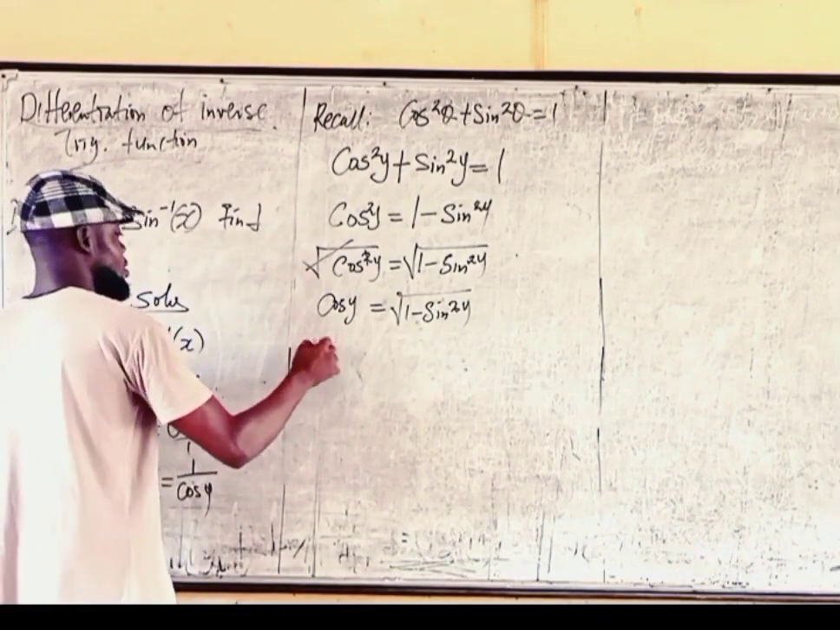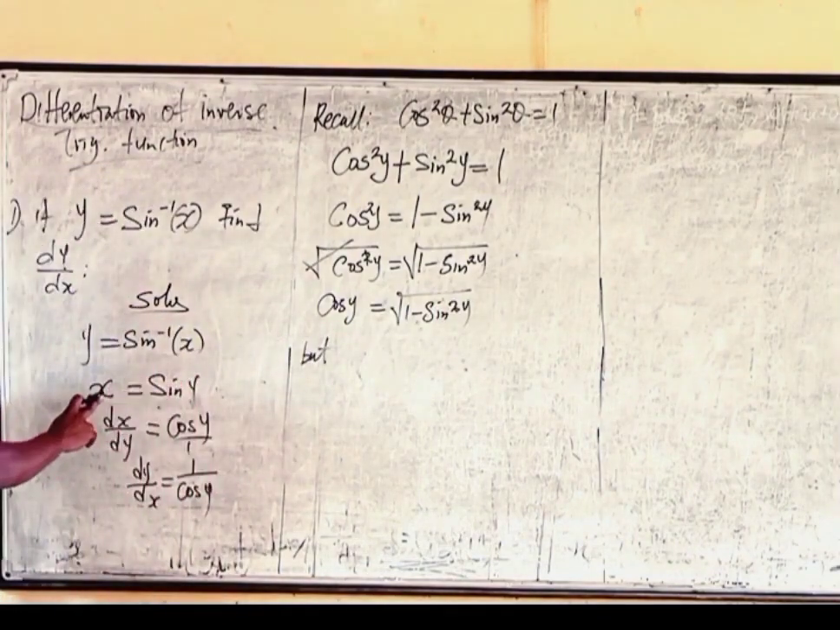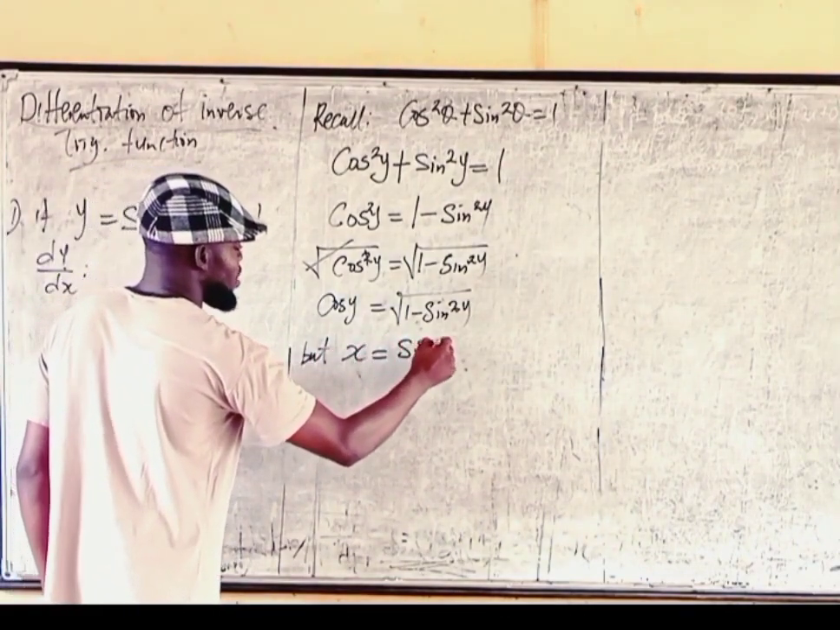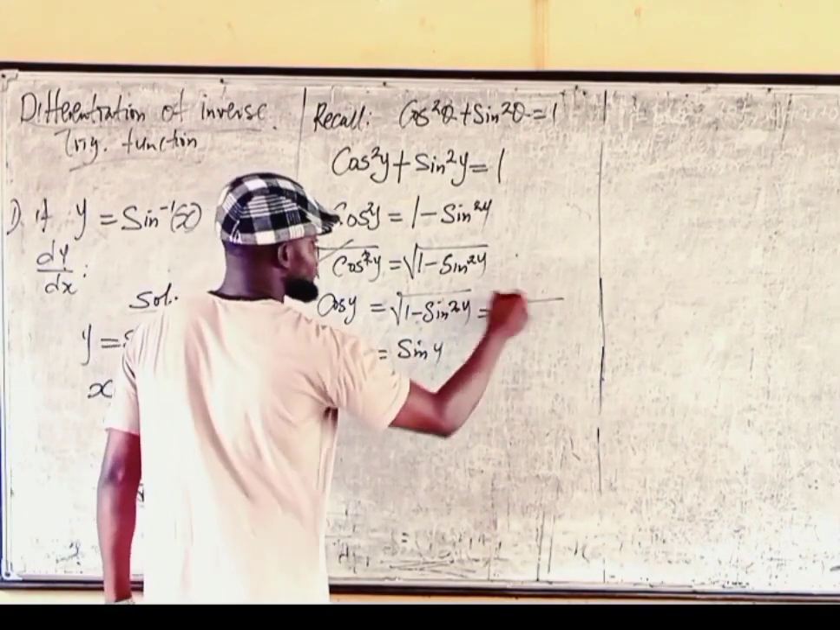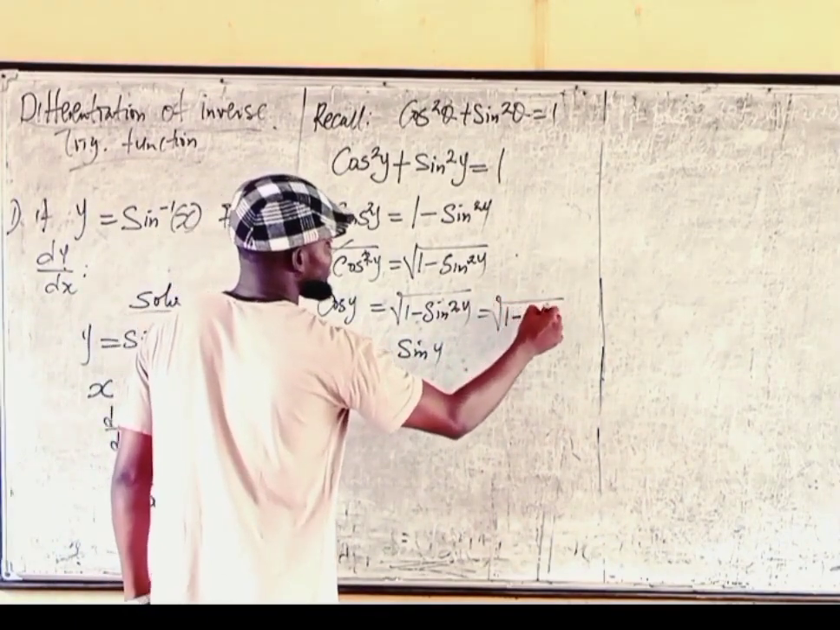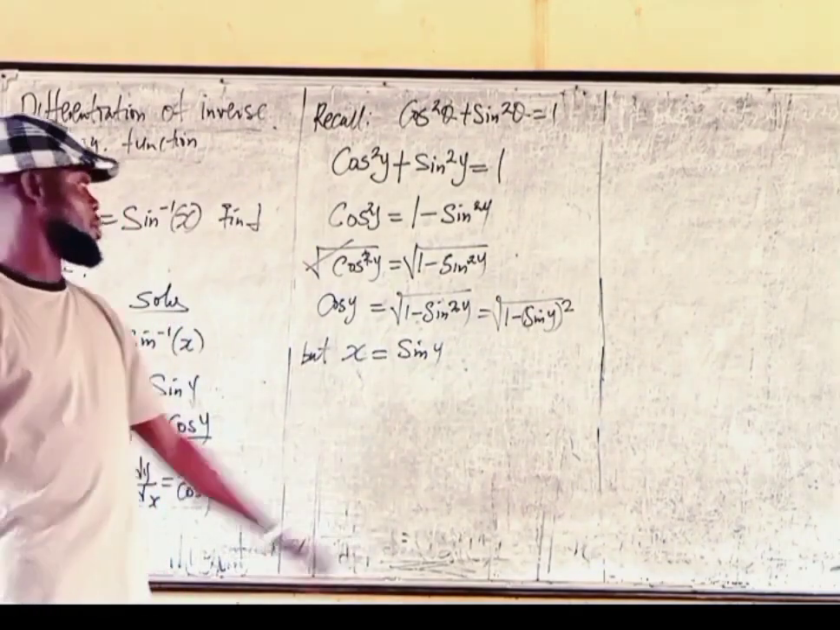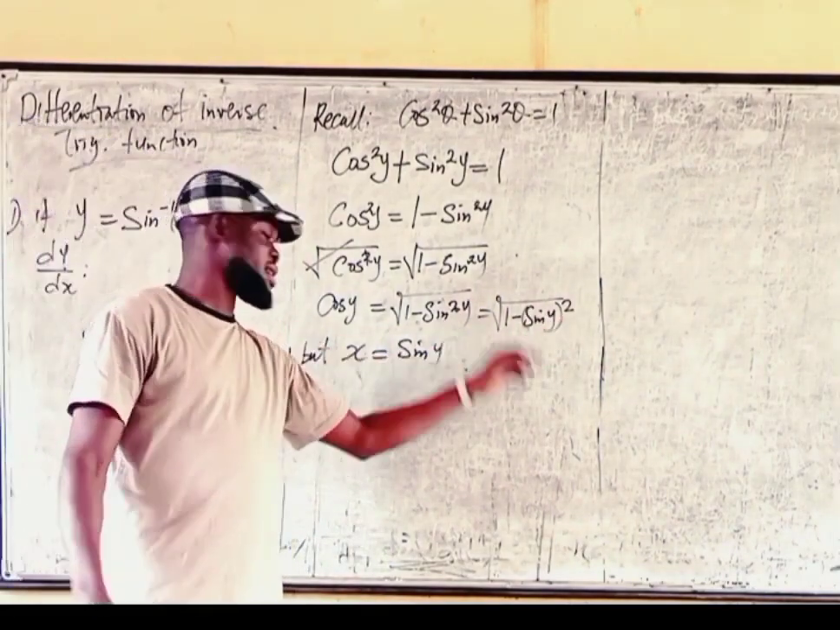But from here, x is equal to sine y. So x is the same thing as sine y, and we can say this is the same thing as the square root of 1 minus x, with everything to the power 2. If I have sine y to the power 2, it is the same thing as sine square y.